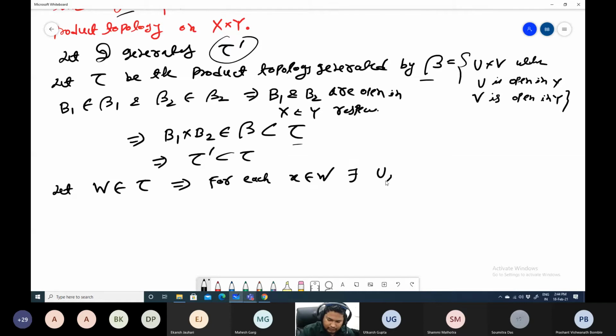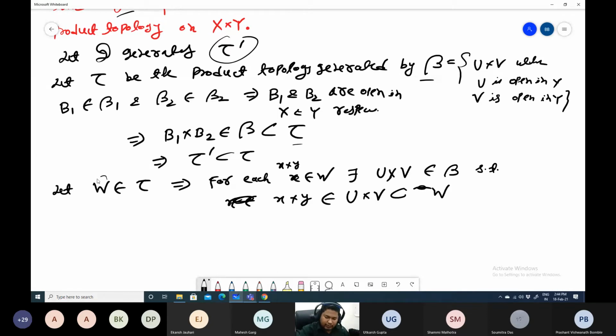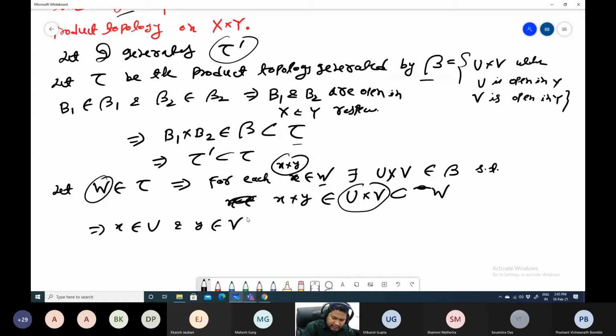there exists U cross V in beta such that X cross Y belongs to U cross V subset of W. Why? Because W is an open set and this is an element of that open set. So therefore you must have a basis element, right? That is the definition of basis. Now that implies X belongs to U and Y belongs to V, right?